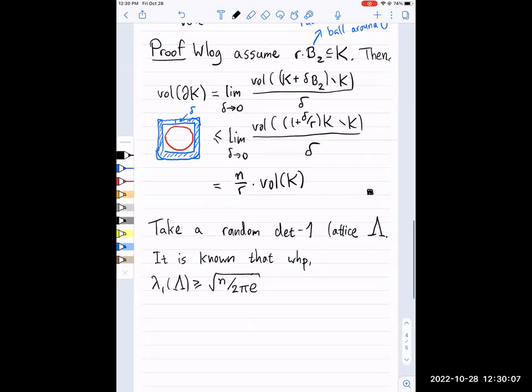So let me just define what this lambda 1 is. Lambda 1 of big lambda is the length of the shortest vector in the lattice.